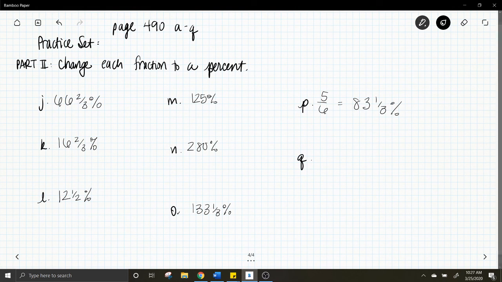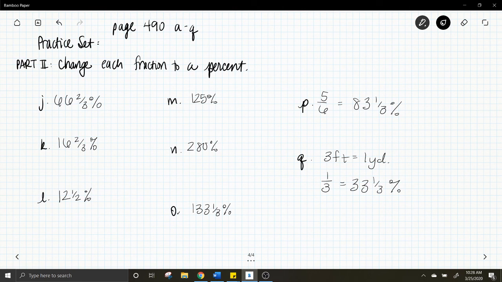Letter Q, what percent of a yard is a foot? So remember, there are 3 feet in a yard. So you needed to change 1/3 to a percent, and you would get 33 1/3%. So hopefully those all made sense.